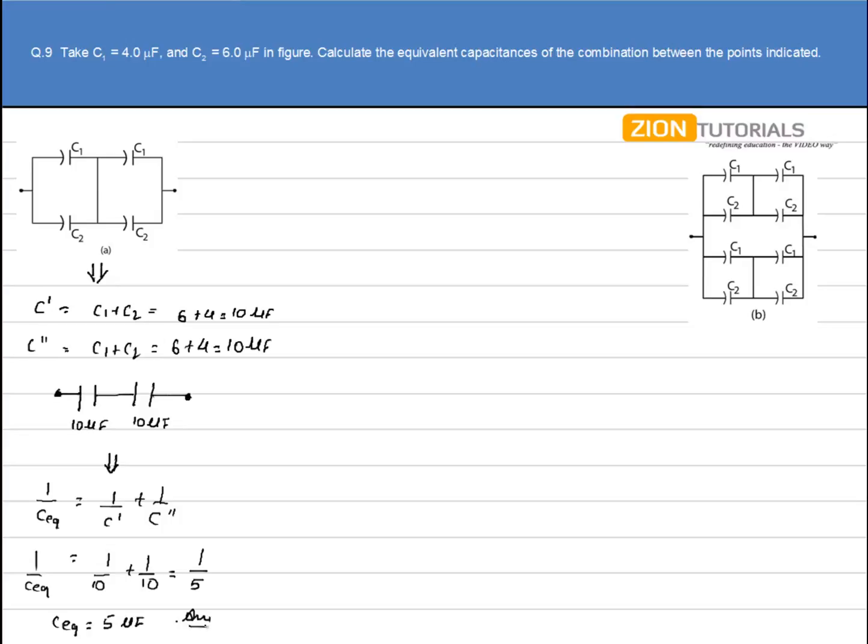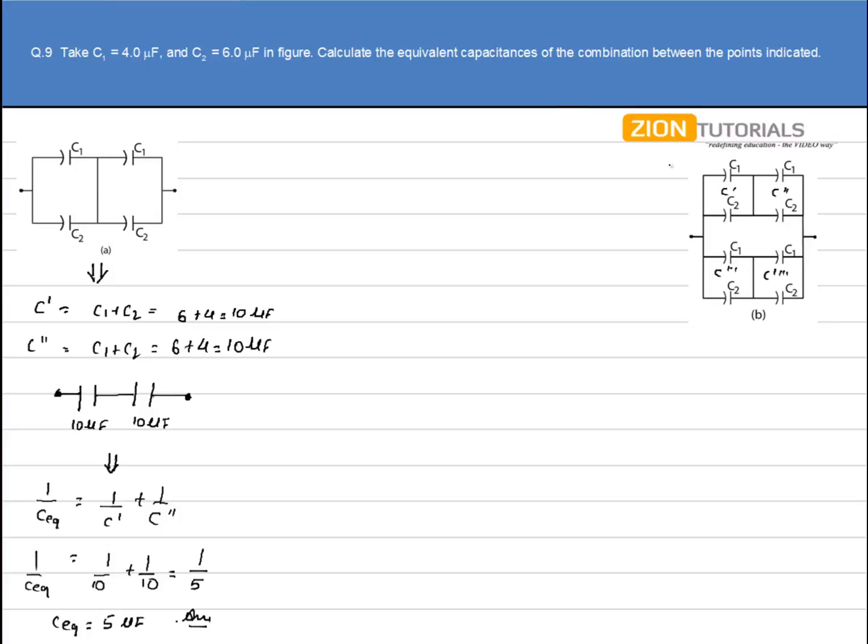That is the answer. In figure B, we have C1 C2 in parallel, C1 C2 in parallel, C1 C2 in parallel again, and here also C1 C2 in parallel. So reducing the circuit, we have C1 C2 in parallel combinations. So let's say the combination is C dash, C double dash, C triple dash, and C 4 dash.